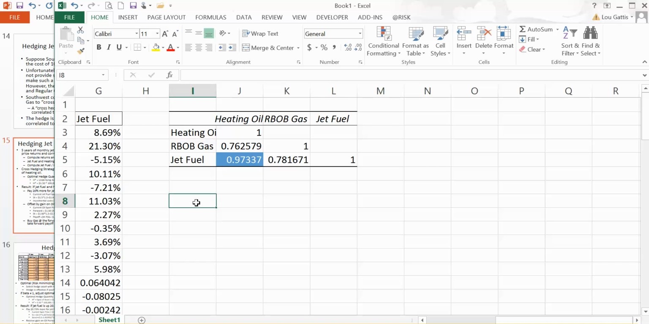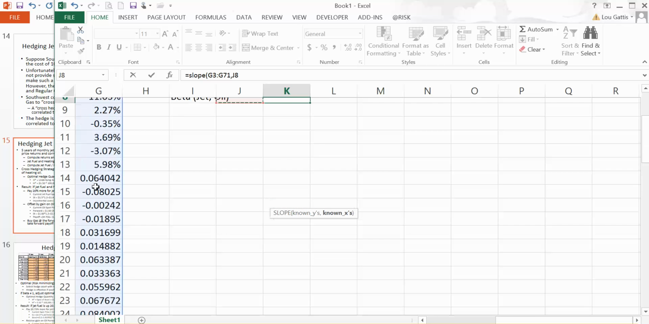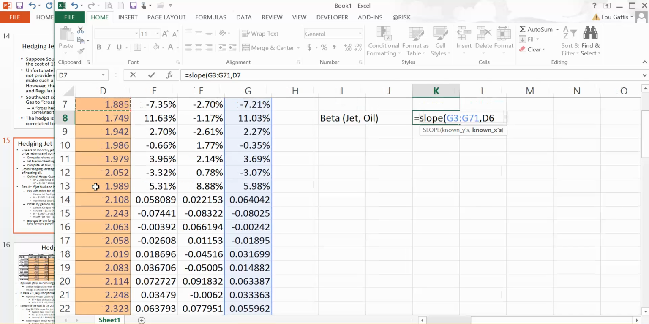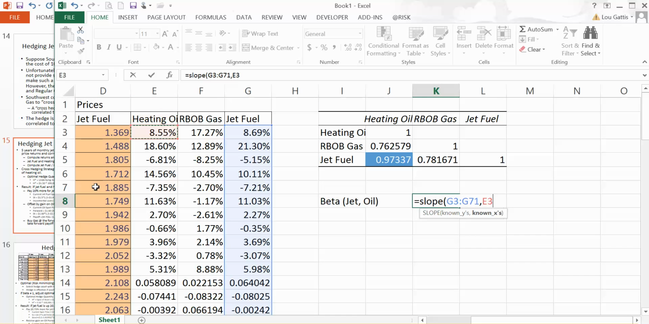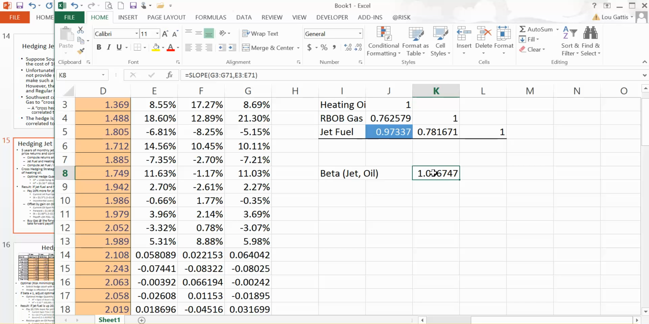And then we're going to calculate one thing we're going to need for our hedge. We're going to calculate the beta between jet fuel and heating oil. And we'll just use our slope function. Slope. I'll put in my jet fuel prices, or returns, comma, and I'll put in heating oil. And what we see is jet fuel has a 1.03 beta to heating oil.